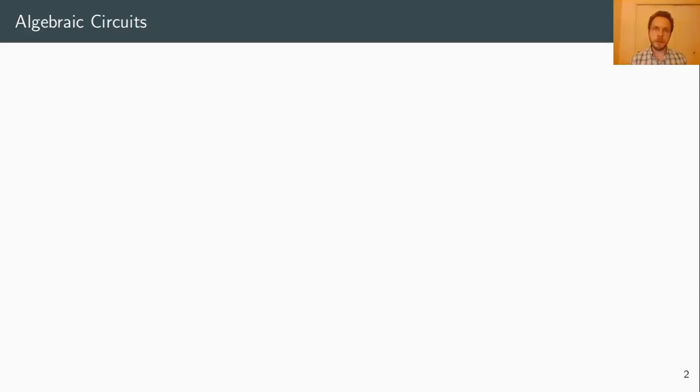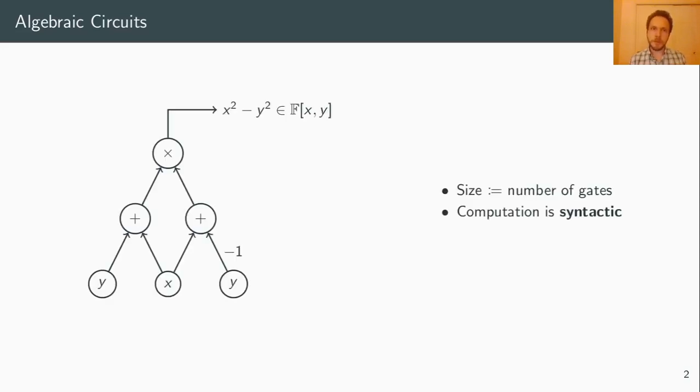This is going to be a talk about algebraic circuits, which are a natural model for computing polynomials over a field. These are circuits whose input gates are labeled by formal variables, and whose internal gates are labeled by either addition or multiplication. We can also label the edges of this circuit by constants from our field, which has the effect of multiplying the value sent along that edge by the constant labeling it. These circuits then compute polynomials in the natural way. So for example, the circuit on this slide computes the polynomial x squared minus y squared.